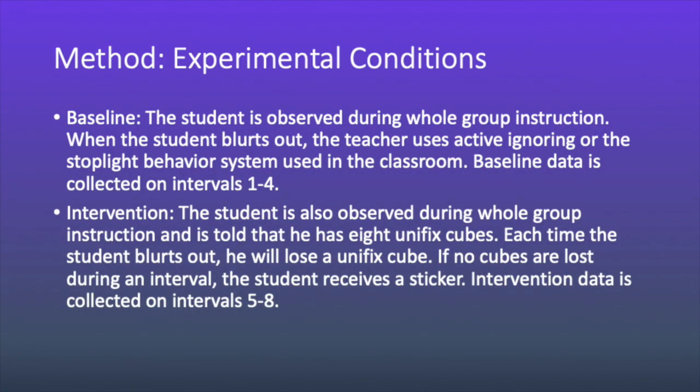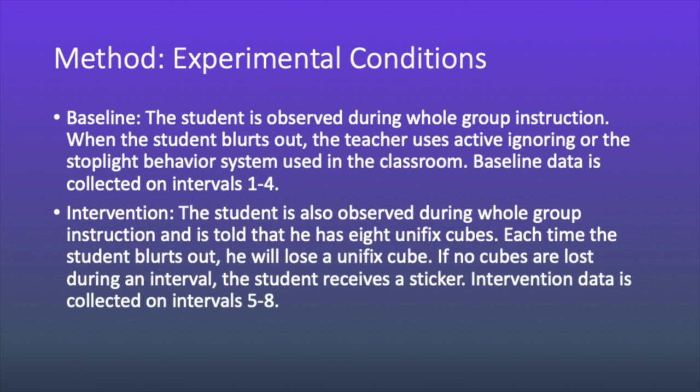Here we see the experimental conditions in both the baseline and intervention data. In the baseline data, the student is observed during whole group instruction. When the student blurts out, the teacher uses active ignoring or the stoplight behavior system used in the classroom. Baseline data is collected on intervals 1 through 4.